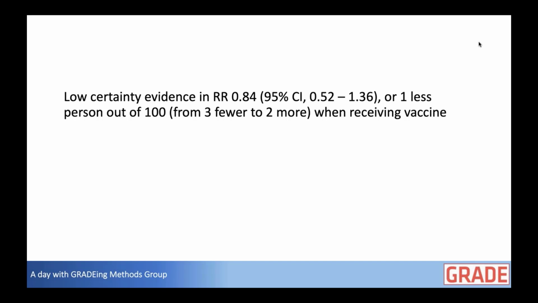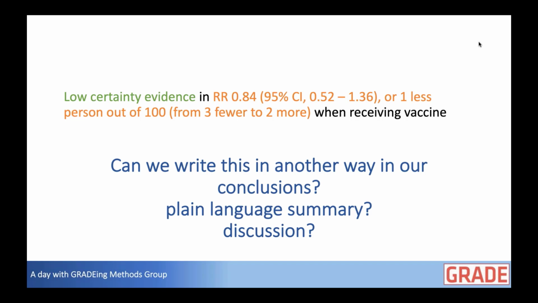And you basically could write this as you have low certainty evidence in your risk ratio, which means that there was one less person out of 100, ranging from 3 fewer to 2 more when receiving the vaccine. So you have this number, and you have two parts to it. There's the low certainty evidence, and you have the risk ratio. And you could communicate the results of your review this way.